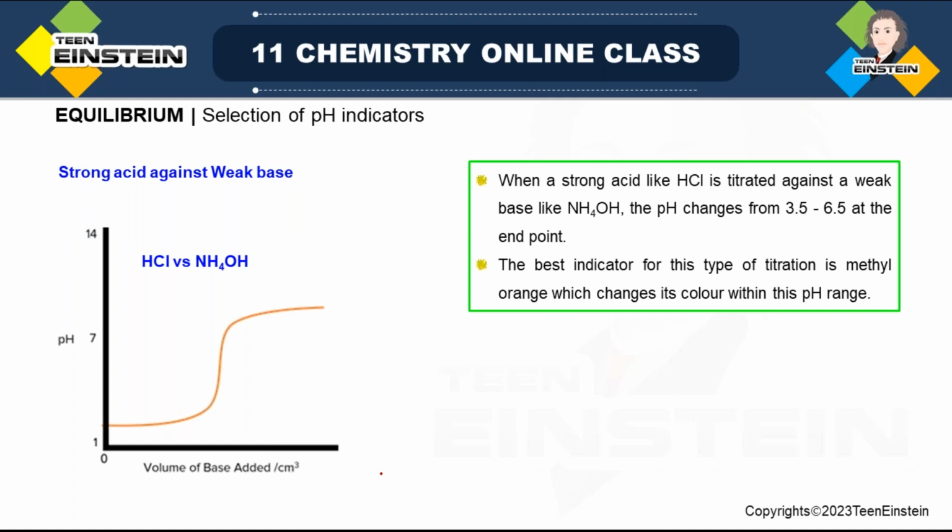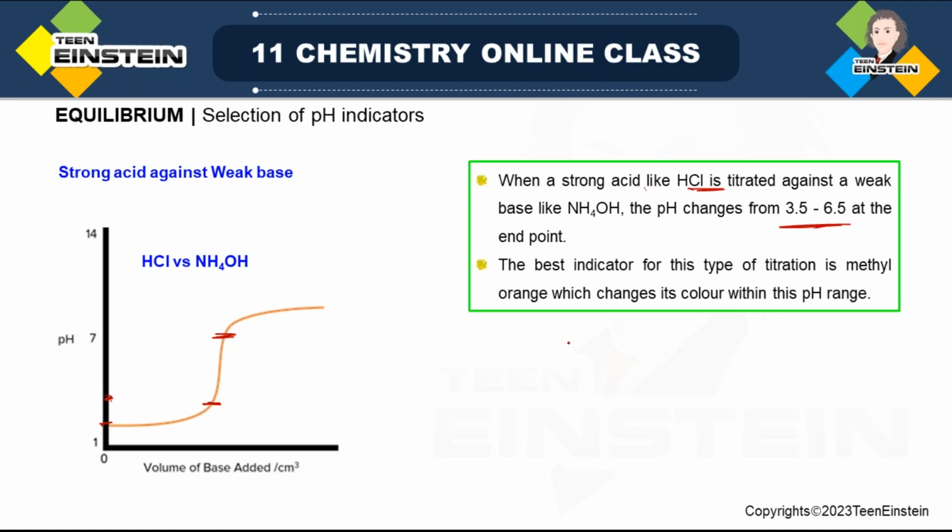In this case, the initial pH is around 2. Then the steep rise that you are seeing is around 3 to 7, around this range, right? So when a strong acid like HCl is titrated against a weak base like NH4OH, the pH shows a steep rise. That range is basically 3.45 to 6.5.